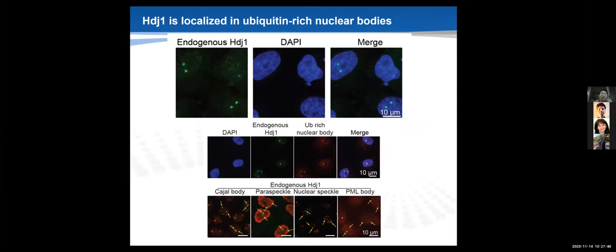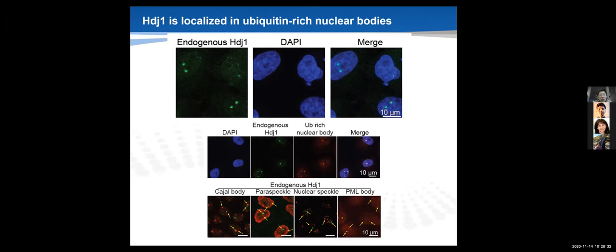And then we studied the endogenous HSP40. This is DNAJB1, an HSP40 protein. We found that indeed it is localized in the nucleus and can form puncta or granule-like structures. When we co-stained with other known nuclear granules like Cajal bodies or paraspeckles, it doesn't co-localize with either of them, but it is a ubiquitin-rich nuclear body. So HSP40 is in the nucleus and can form this granule enriched in ubiquitin. We think it may be involved in protein quality control, or ubiquitinated protein quality control.